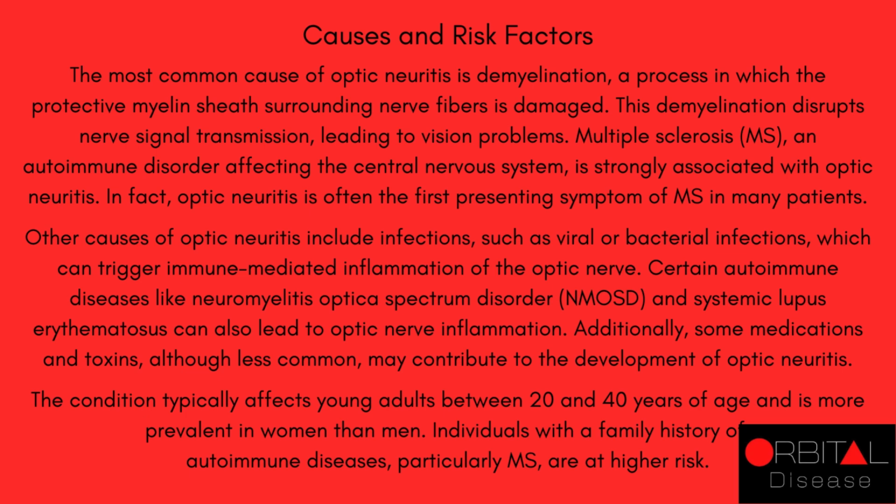Other causes of optic neuritis include infections, such as viral or bacterial infections, which can trigger immune-mediated inflammation of the optic nerve. Certain autoimmune diseases like neuromyelitis optica spectrum disorder, NMOSD, and systemic lupus erythematosus can also lead to optic nerve inflammation. Additionally, some medications and toxins, although less common, may contribute to the development of optic neuritis. The condition typically affects young adults between 20 and 40 years of age and is more prevalent in women than men. Individuals with a family history of autoimmune diseases, particularly MS, are at higher risk.